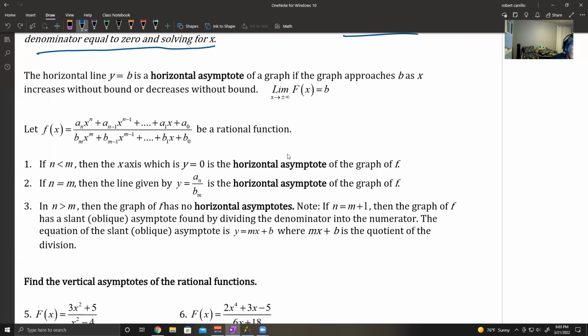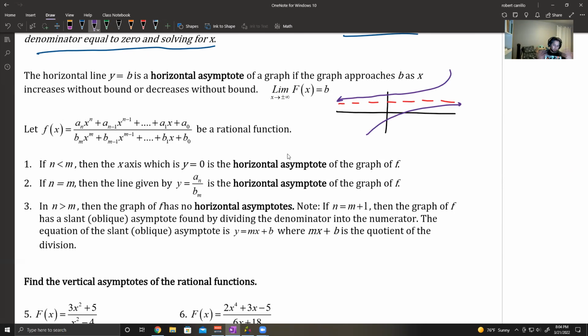So there are rules to finding a horizontal asymptote. I guess I could draw a picture for you. This is what an example of a horizontal asymptote would look like. I'll just draw a horizontal line, and my graph can get really close to it, but may never touch. Same thing here. There you go.